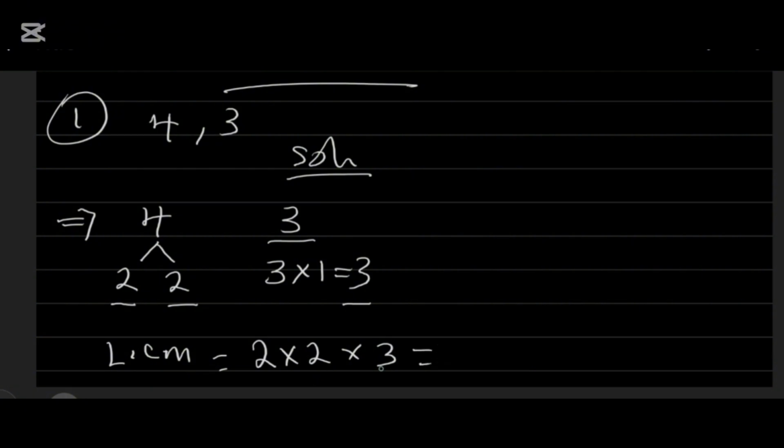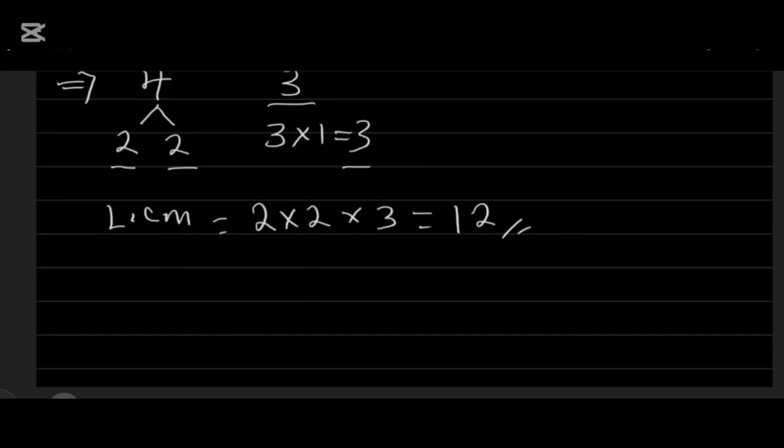And 2 times 2 times 3 will give us 12. And this means the LCM is 12. Now, let's see. Let's find the LCM of 4 and 6. LCM of 4 and 6.